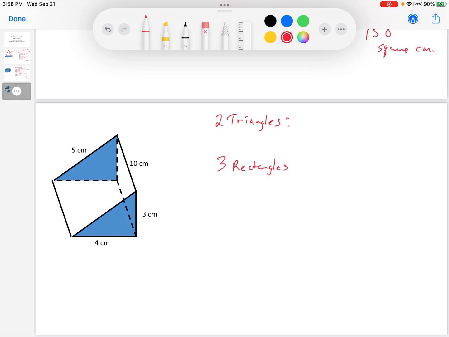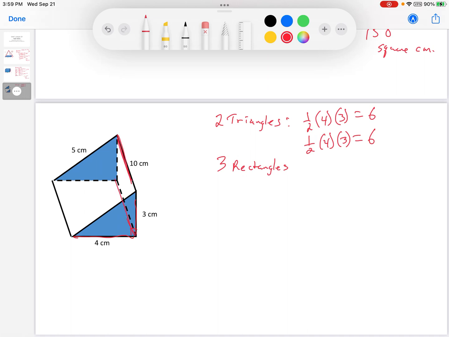So the two triangles, well, the base is 4 and the height is 3. I know that because that is the right angle. So 1/2, yes, I use a half. It's a triangle. We always do a half for a triangle. 1/2 times 4 times 3. Half of 4 is 2. 2 times 3 is 6. And we know that the two triangles are congruent, so I'm going to put them both. And that's another 6. The three rectangles, well, all of them are 10.